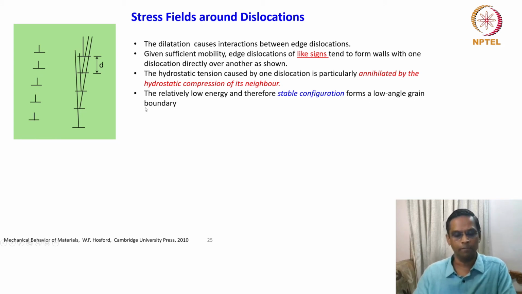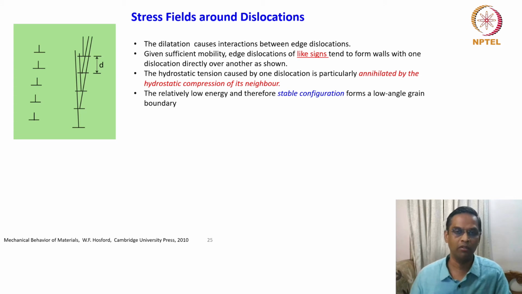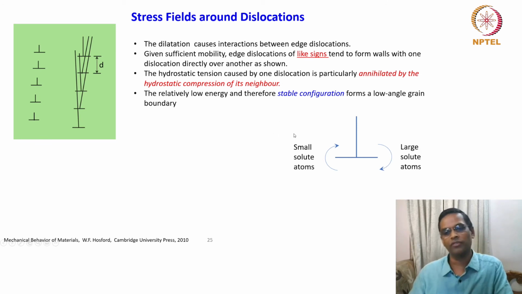Very important idea. Looking at the stress fields around the dislocation already gives you a perspective of how boundaries form. And if it forms a boundary, whether it is going to remain the same or not, we are getting some idea already, right? And that is because of the stress field around this dislocation. What are the other aspects of this? So you have the dislocation like this, and it has hydrostatic compression and tension, and it can attract large solute atoms below this and small solute atoms above this.